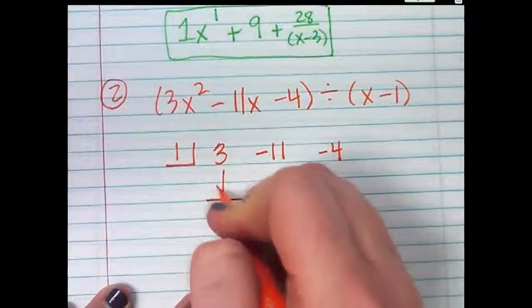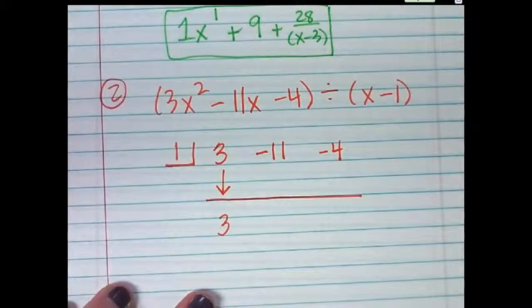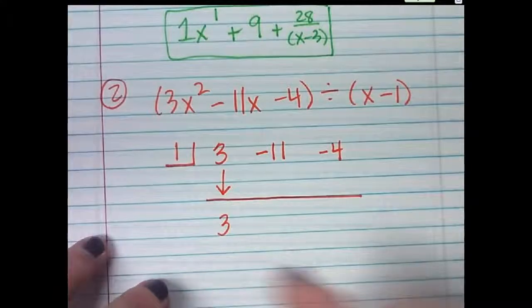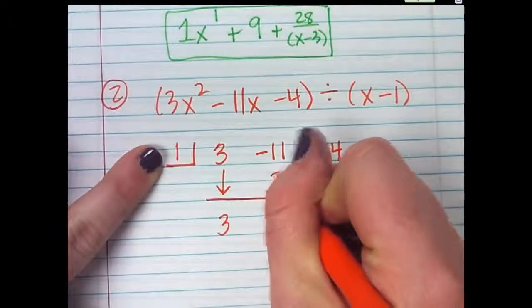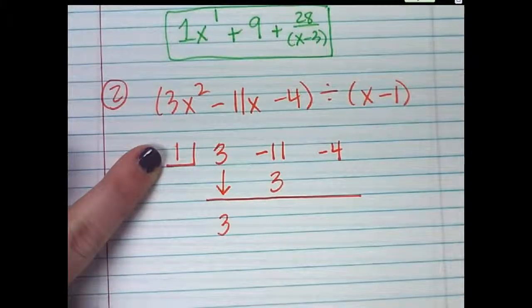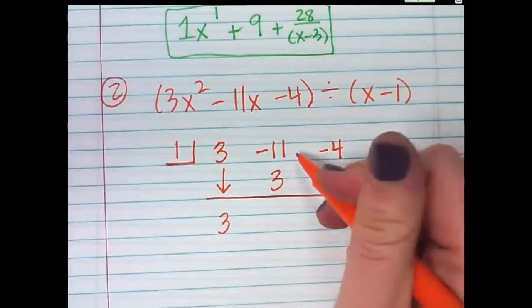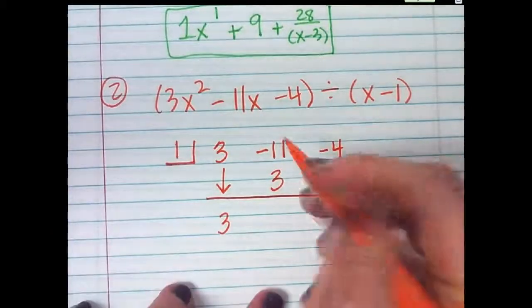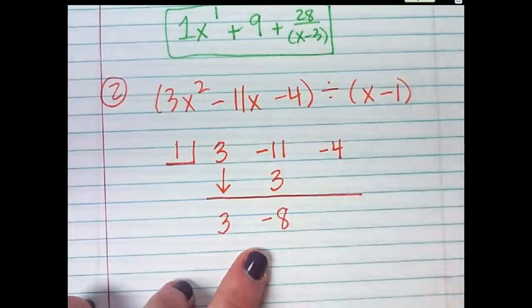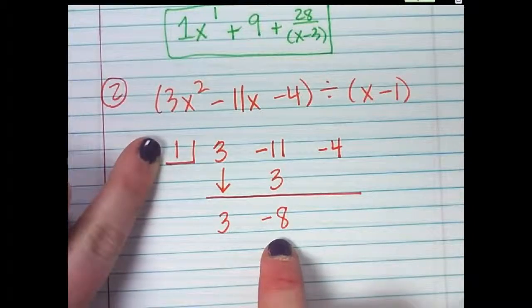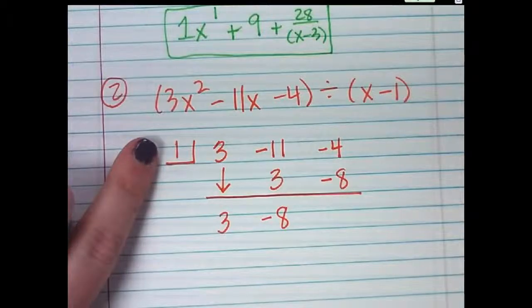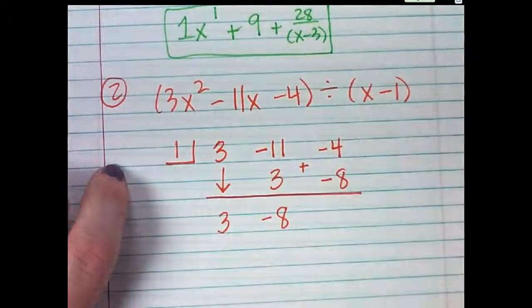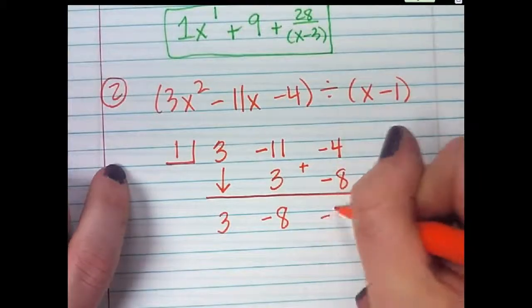So always drop the first number. Bring down the 3. What do I do with the 3? Good. Multiply by 1 and it goes under the negative 11. So add going down. That's negative 11 plus 3. Negative 8. Multiply again. Negative 8 times 1. Negative 8. So does that become positive? Well, we're adding. So negative 4 plus negative 8, negative 12.